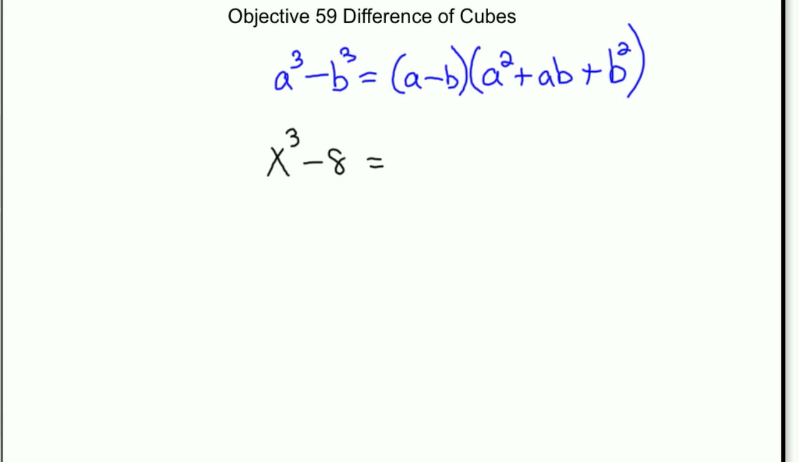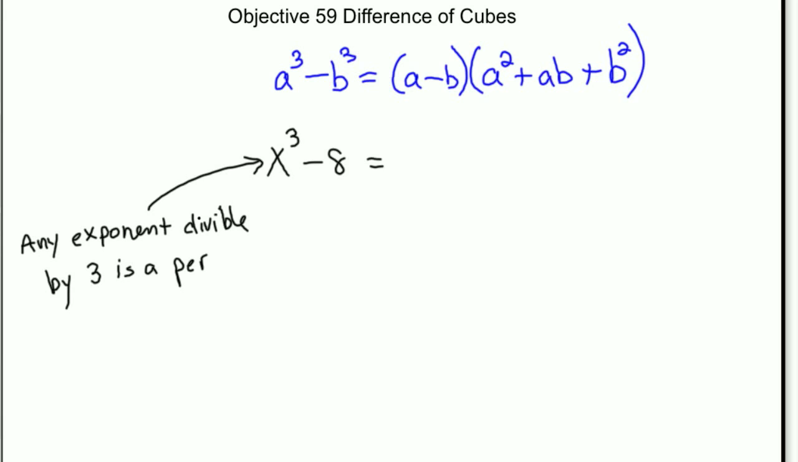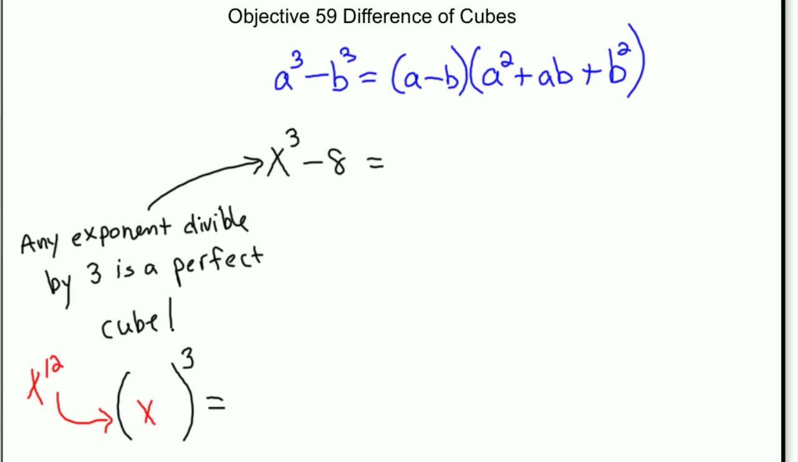So first of all, we have this x cubed thing. Important to note, any exponent divisible by 3 is a perfect cube. And the reason is, when it's divisible by 3, you're able to say that that quantity cubed equals whatever. So, for instance, suppose I have x to the 12th. X to the 12th is a perfect cube because x to the 4th to the 3rd power is x to the 12th.